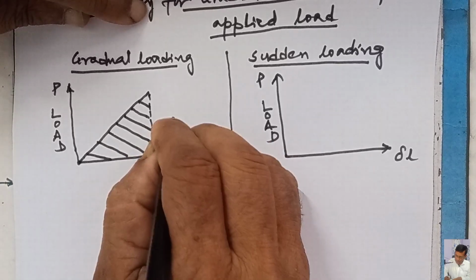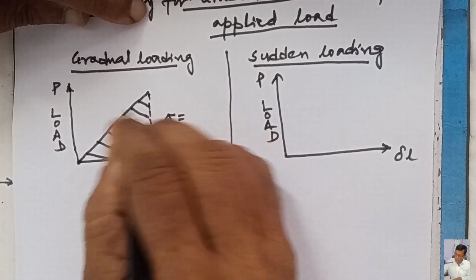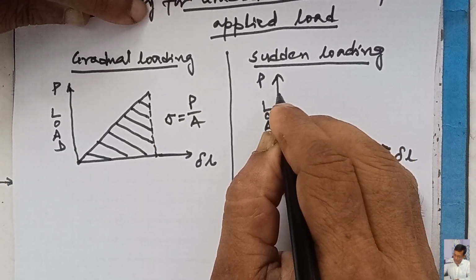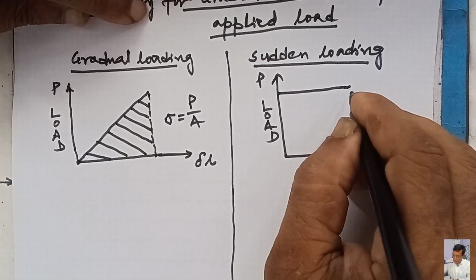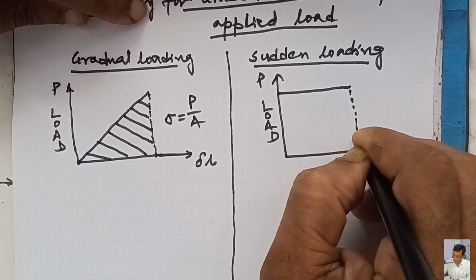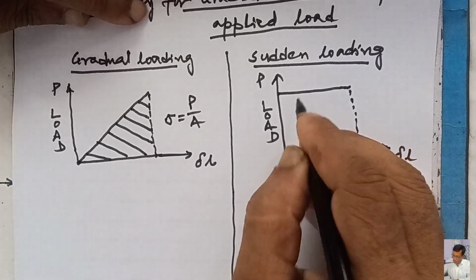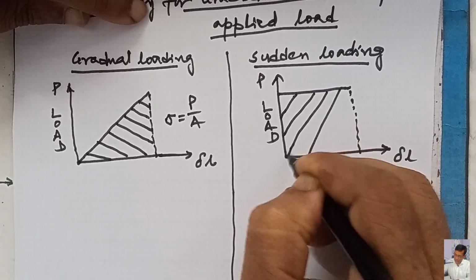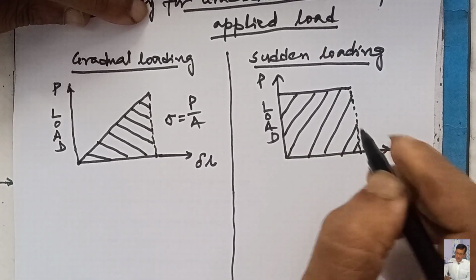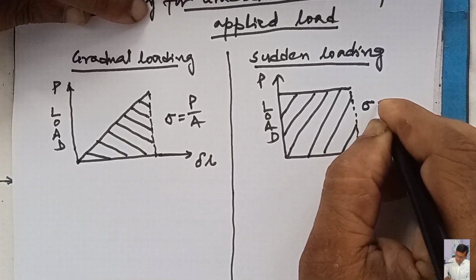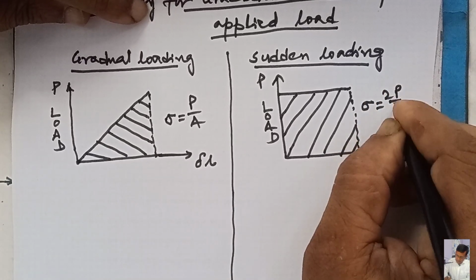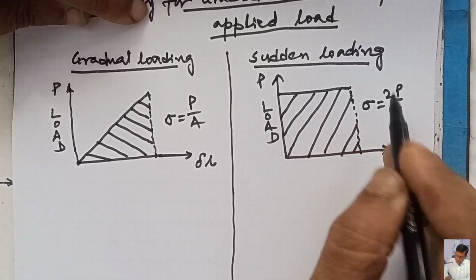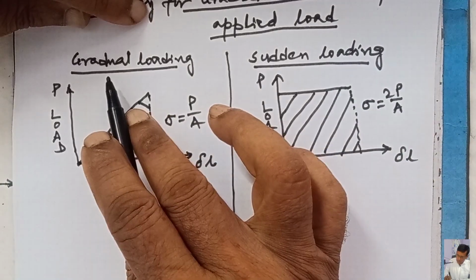Here, stress is equal to P by A. In case of sudden loading, the graph will be like this. Here, stress is 2P by A. Stress in sudden loading is double of stress in gradual loading.